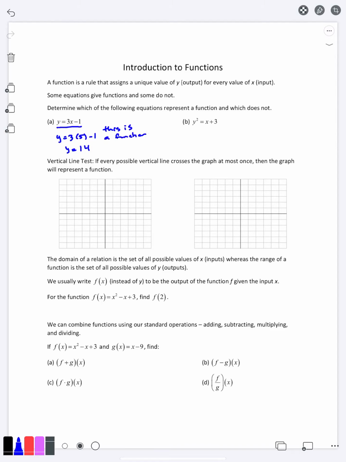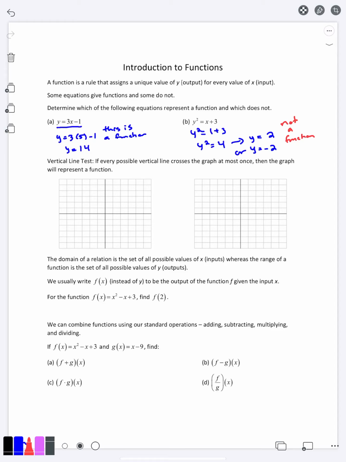However, if I look at part B here, it says y squared equals x plus 3. If I chose to plug in, let's say x is 1 here, I would get y squared is 4. And the thing is that there are two possible values for y here, either positive 2 or negative 2, and we don't know which one is the correct answer. And so as a result, that means it cannot be a function because you have two different outputs for a single input. So this one would be not a function.